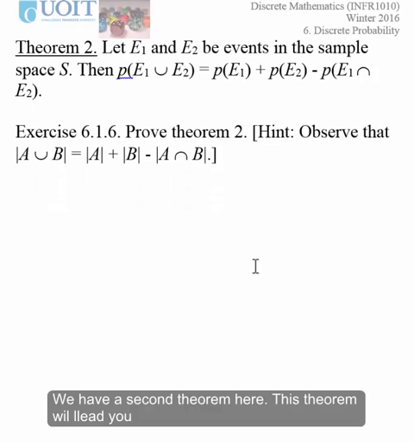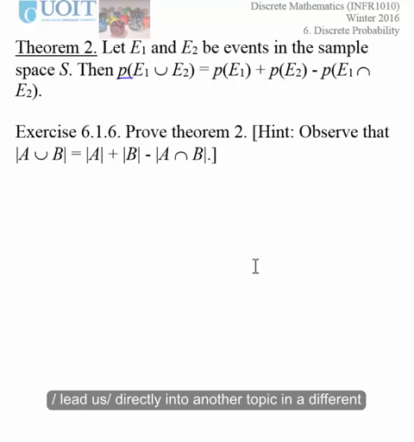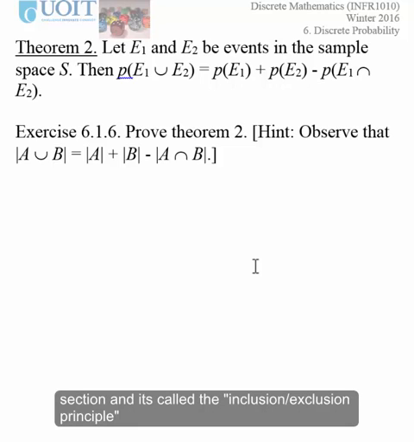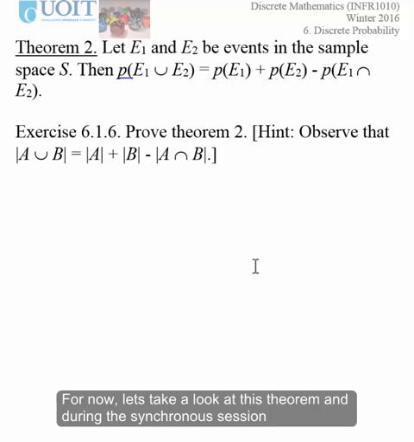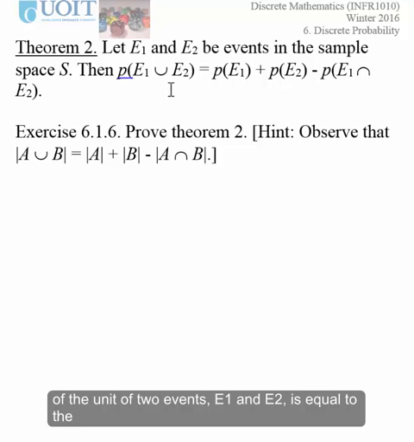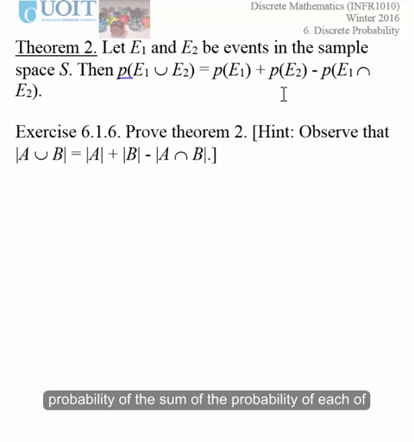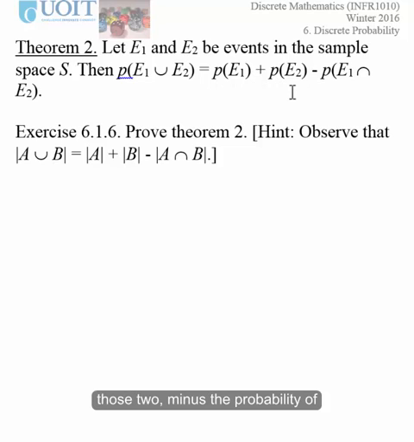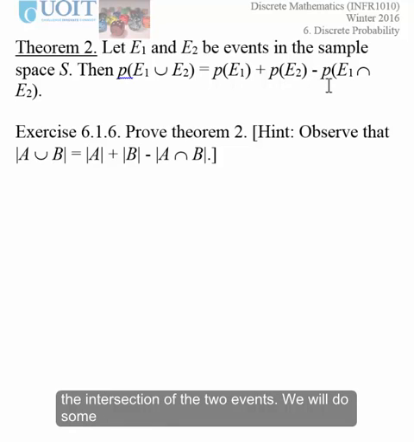We have a second theorem here. This theorem will lead us directly into another topic that we'll talk about in a different section, and it's called the inclusion-exclusion principle. For now, let's take a look at this theorem, and during the synchronous session we'll prove this theorem. For now, we'll say that the probability of the union of two events, E1 and E2, is equal to the sum of the probability of each of those two, minus the probability of the intersection of the two events.